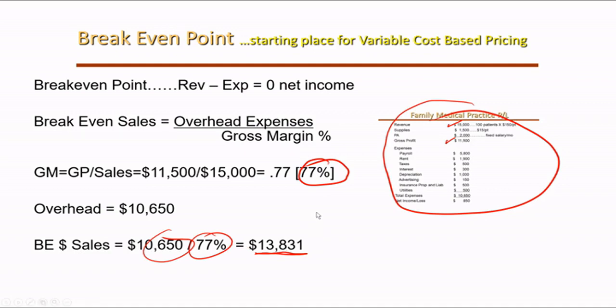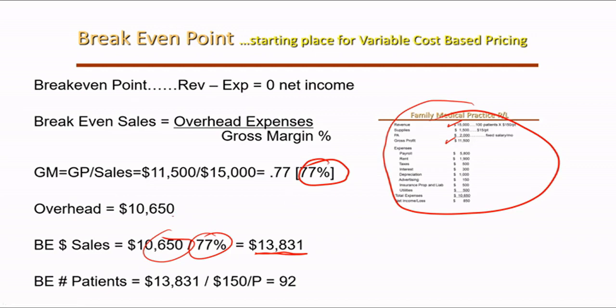And what that means is, in a given month, the family medical practice has to generate revenues of $13,831 in order to break even. Now, after they reach that break-even point in any given month, any revenues beyond that point start to generate positive net income. We can also look at this in a different way by calculating how many patients the practice needs to see in a month to break even.